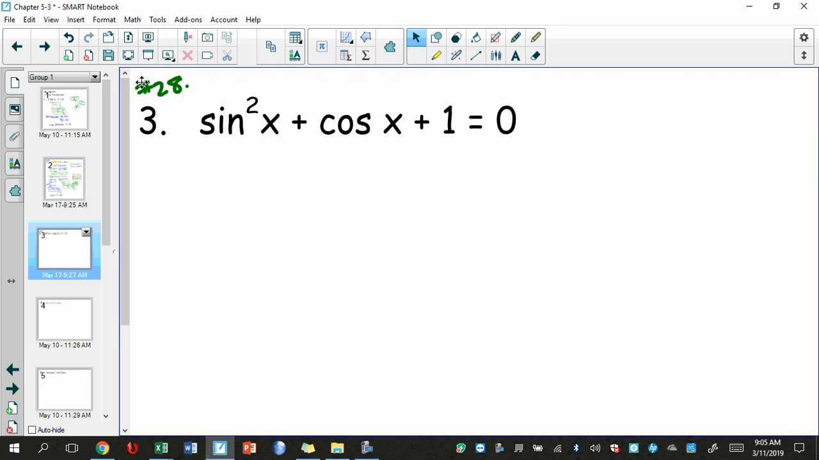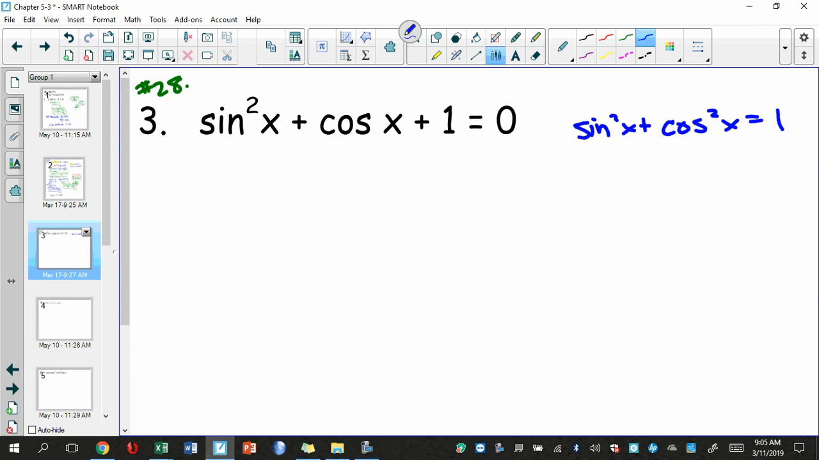How so? I go back to what I know. Sine squared of x plus cosine squared of x is equal to 1. There's the trig identity that I need to utilize. So what am I going to do to that trig identity? I'm going to solve it for sine squared. So sine squared of x is equal to 1 minus the cosine squared of x, correct?